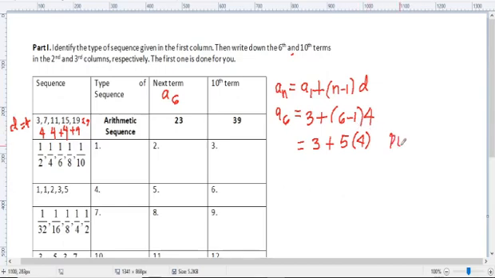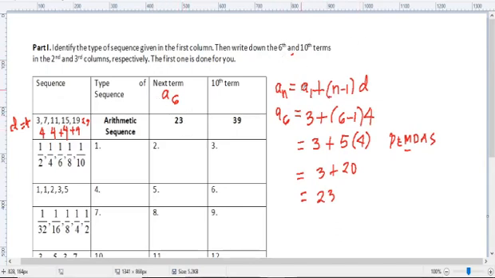Dito, para evaluate to, use PEMDAS, diba? PEMDAS. So, unahin mo yung nasa parenthesis. Or, unahin mo yung nasa multiplication. So, dito, before yung addition. So, multiplication, 5 times 4 is 20 plus 3 equals 23. Yun. Kaya naging 23. Yan.